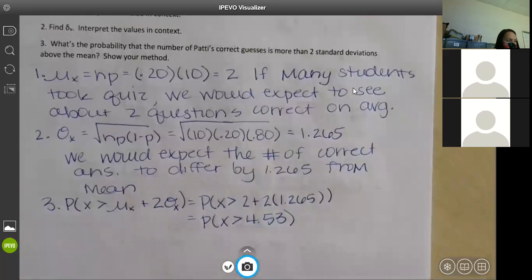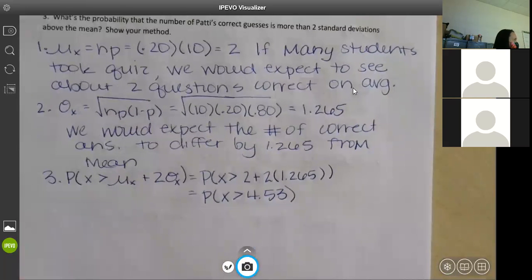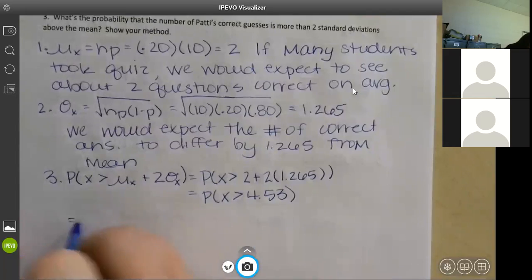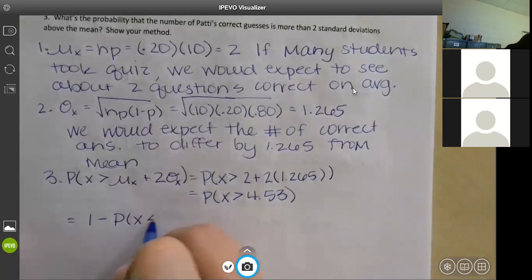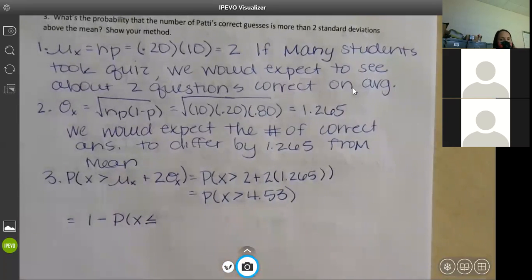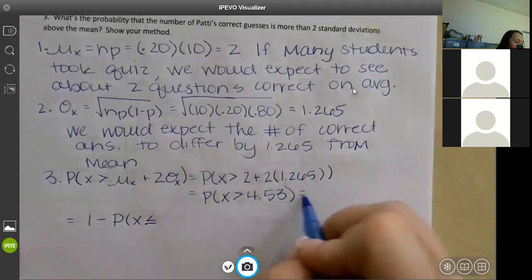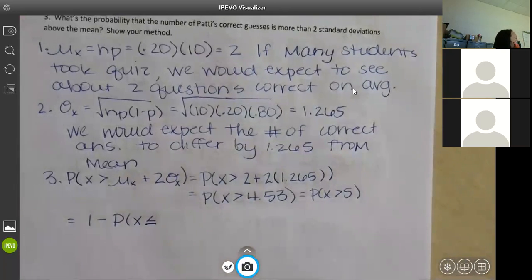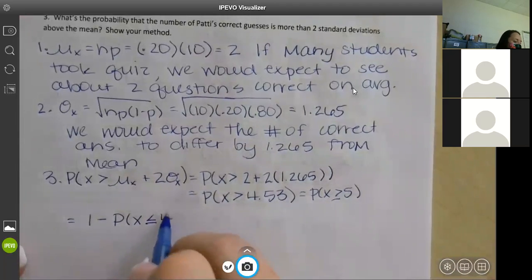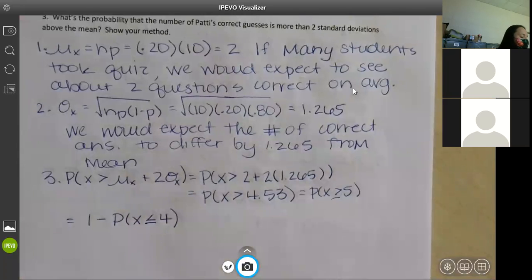Can we do a greater than probability? No, we have to do 1 minus a less than. So we're going to do 1 minus the probability that X is less than or equal to. And when we look at this, you can't get 4.53 questions right. Y'all understand what I'm saying? So if we want it greater than 4, that means technically we want it greater than or equal to 5. Is everybody good with that? So this is going to have to be 4. So anything less than or equal to 4, we want to take out.